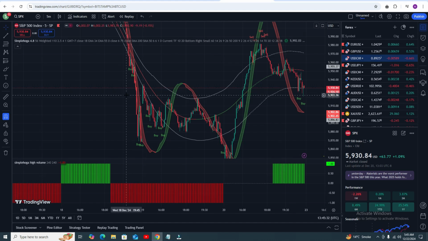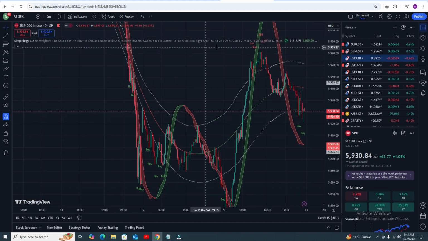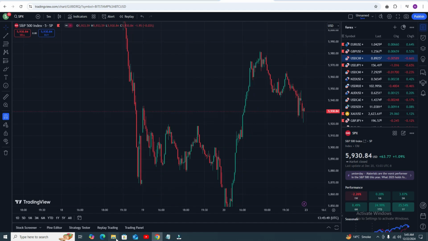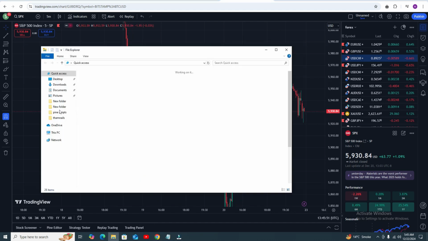Now the question arises in your mind: how can you get my indicators and how can you add this indicator to your TradingView chart? So let's go, close it and close it. Okay, now it's the indicator first. Here is my Pine Script.